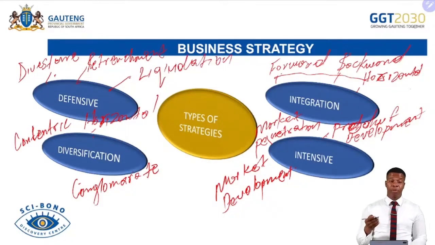So those are the types for each strategy. You should know the types of strategy and their types. Integration, we are talking about forward, backward, and horizontal. Intensive, we are talking about your market development, product development, and market penetration. And then when you're looking into types of diversification, we are looking into conglomerate, concentric, and horizontal.